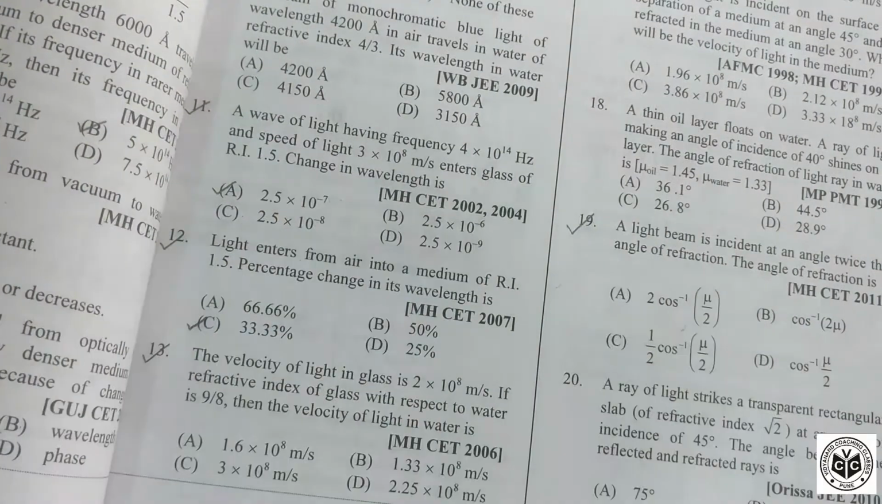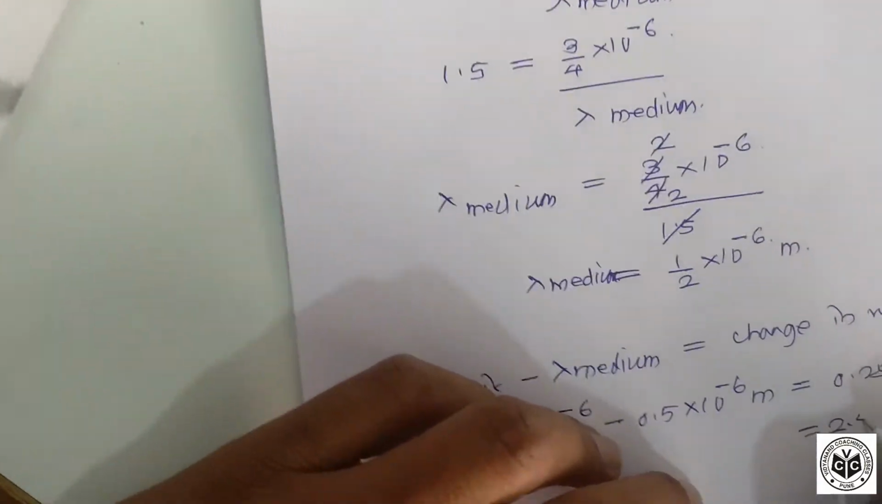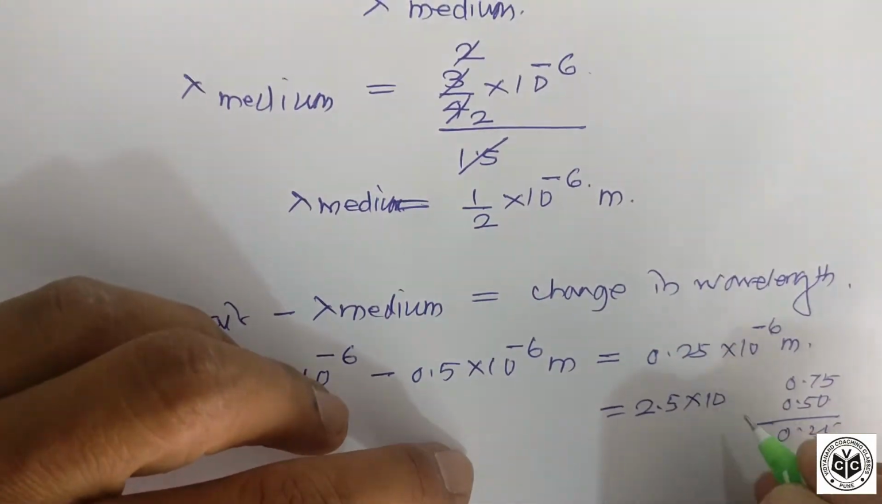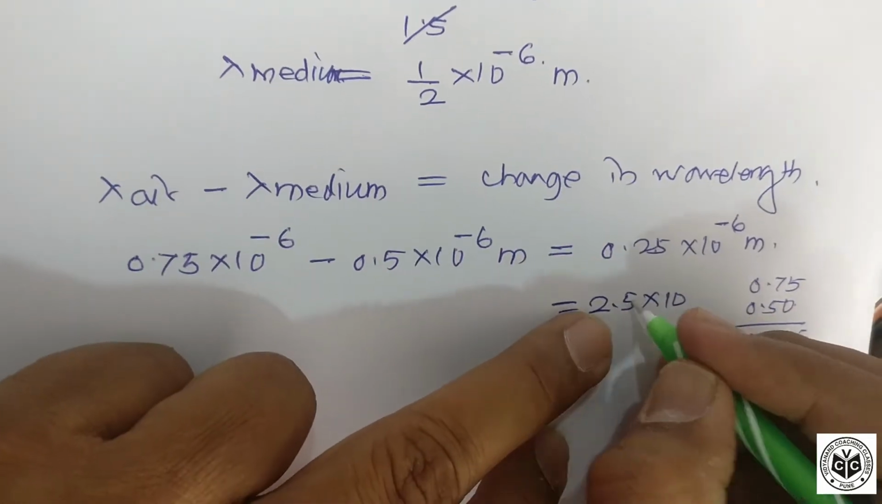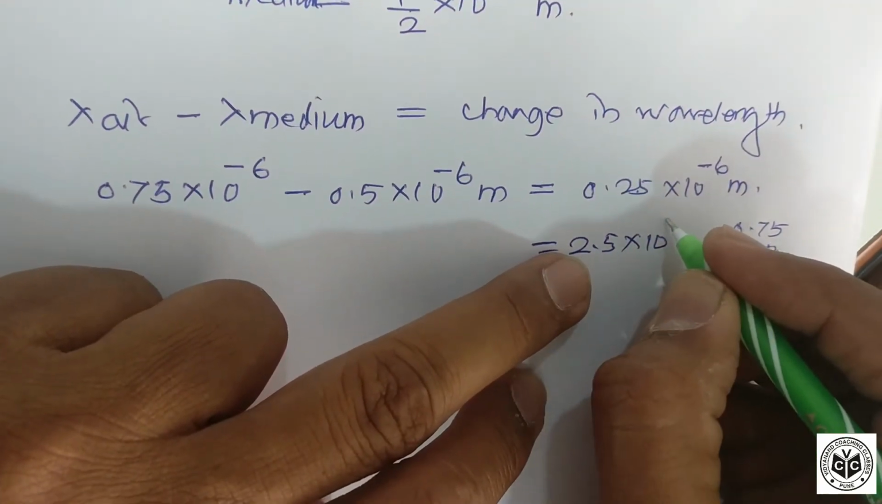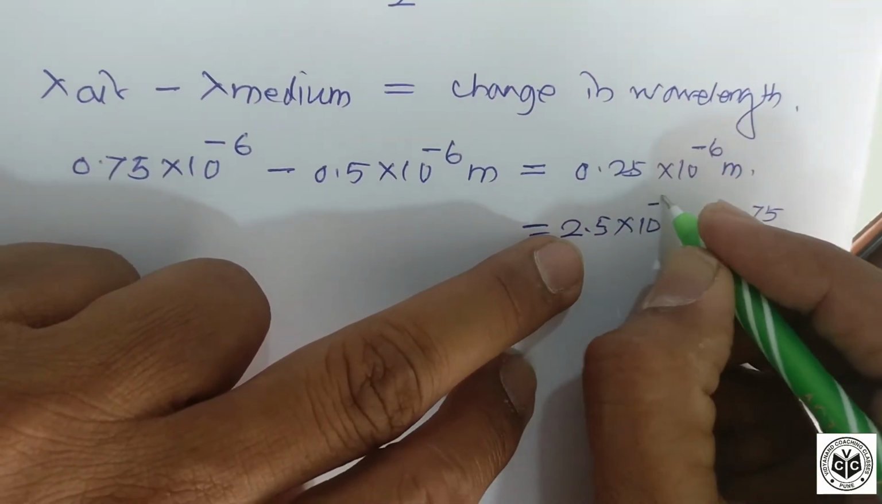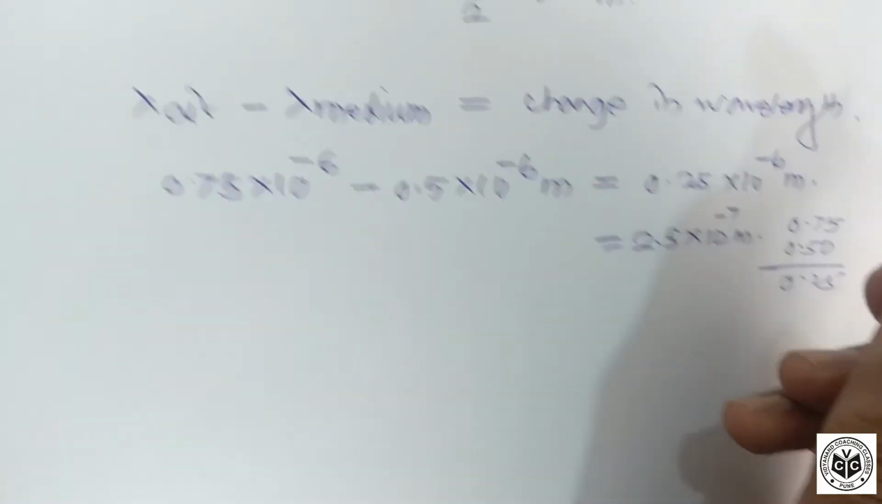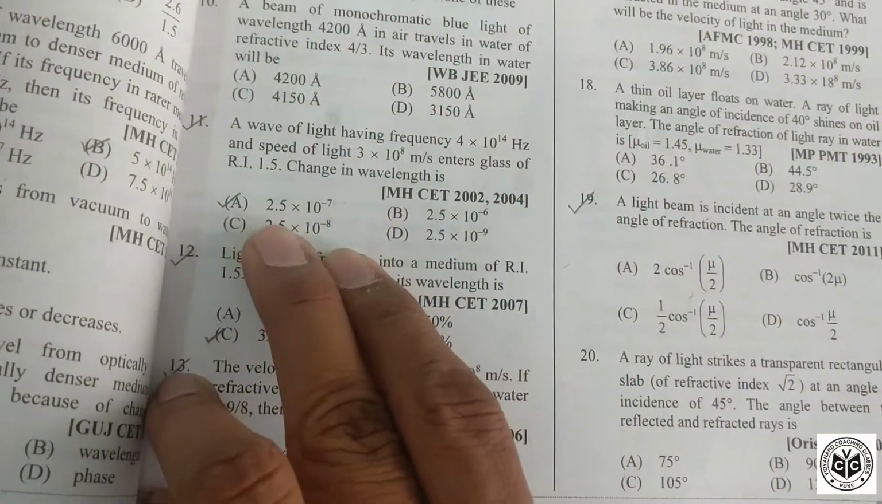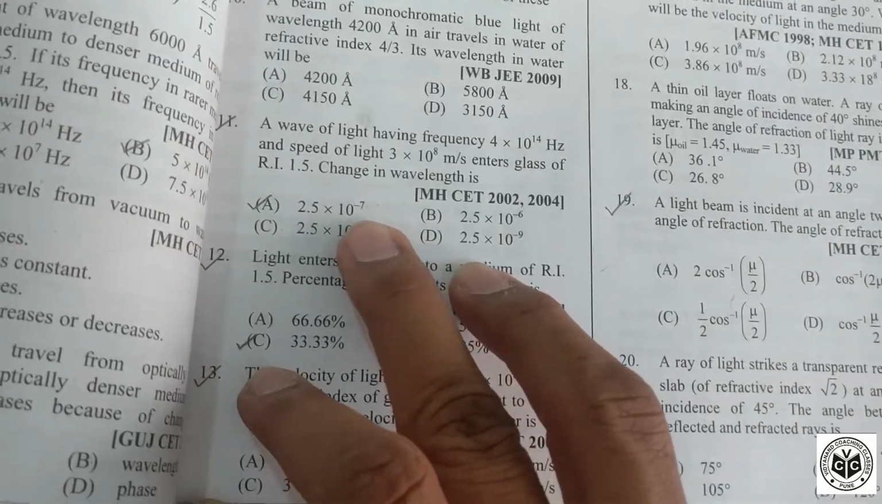The option given is here 2.5 into 10 raised to, you have made the numbers bigger, so we have to multiply by 10 raised to minus 1 will be added, so 10 raised to minus 7 meter. So the option given is A, 2.5 into 10 raised to minus 7.